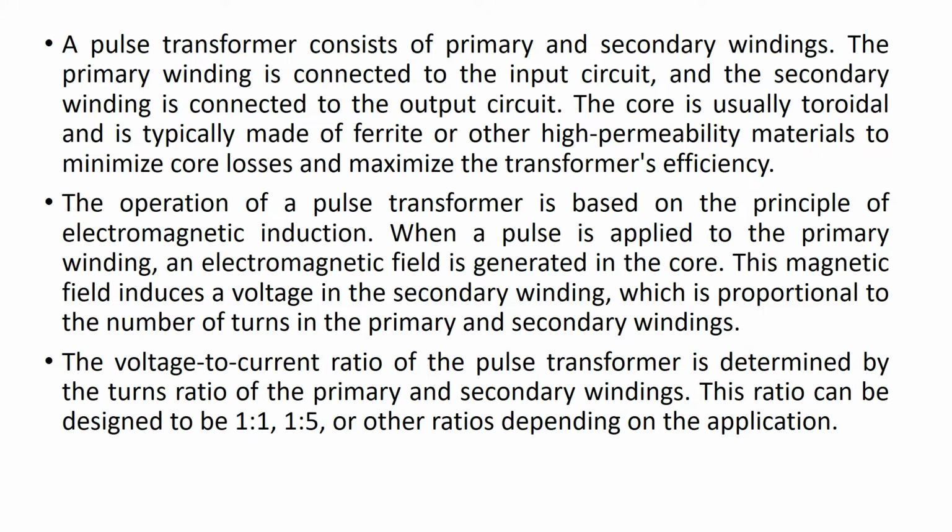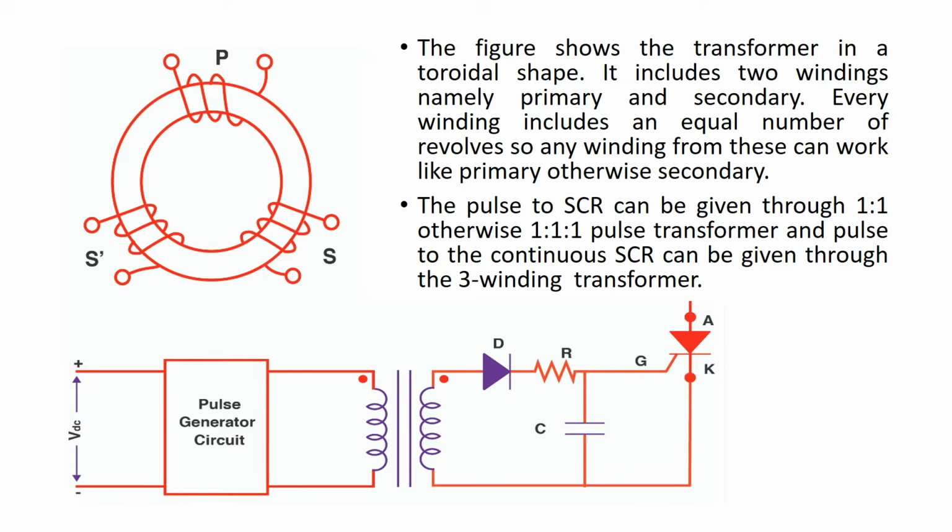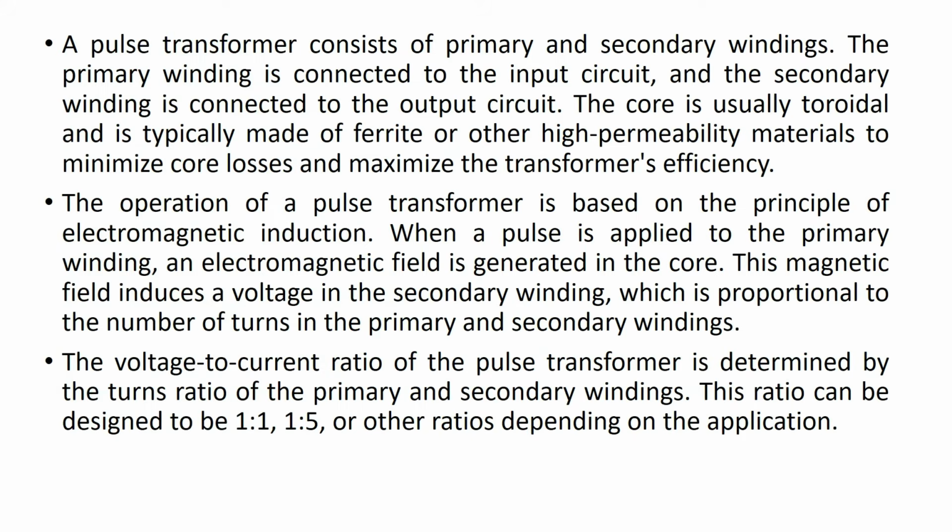A pulse transformer consists of primary and secondary windings, similar to a conventional transformer. The primary winding is connected to the input circuit and the secondary winding is connected to the output circuit. This is an example of a pulse transformer where the core is in a toroidal shape. This circular shape is nothing but a circular ring-like structure on which the primary and secondary windings are made. There are two secondaries, S and S dash. The number of windings on the primary is the same as on the secondary. That is the basic difference between conventional and pulse transformers.